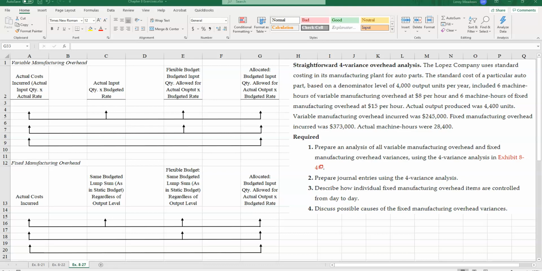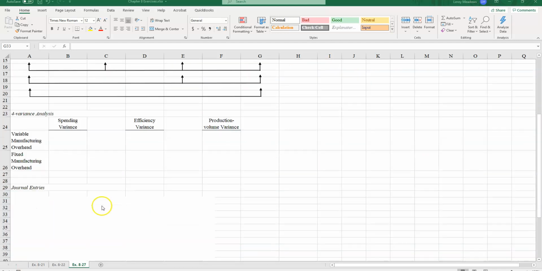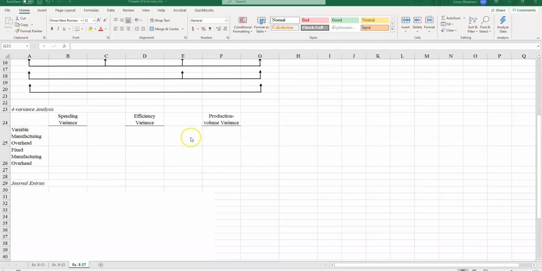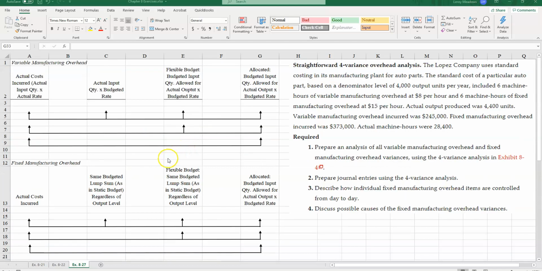In this session, we're going to do a third and final example of calculating variable and fixed manufacturing overhead. This time we're going to apply it to preparing a four variance overhead analysis, and that's what we'll see in this table shortly. So let's go ahead and get started.